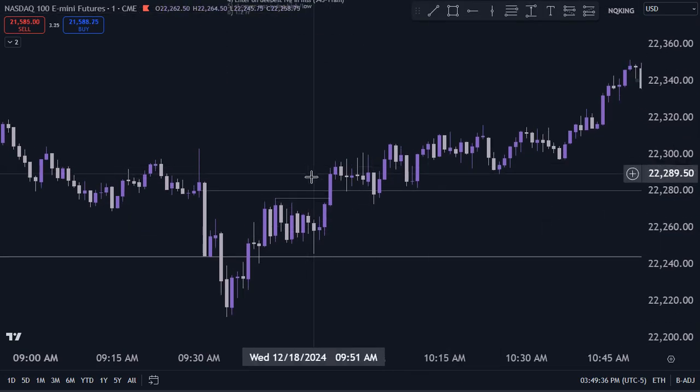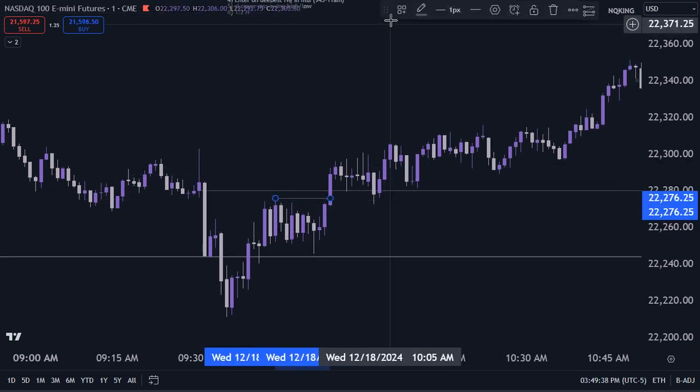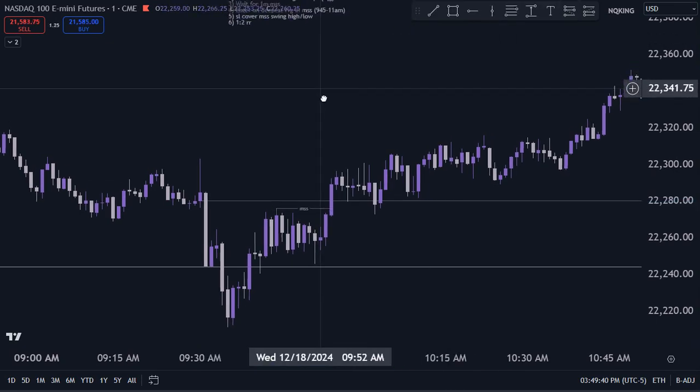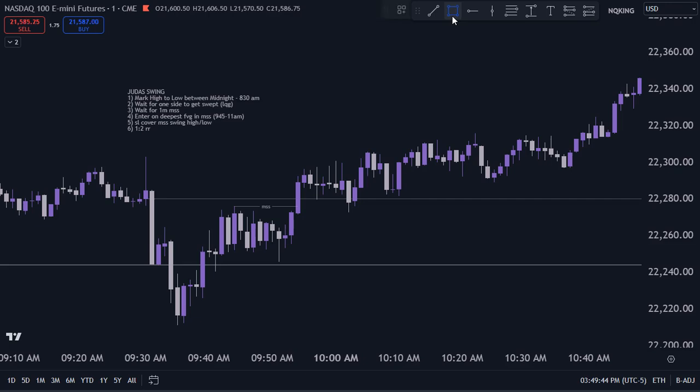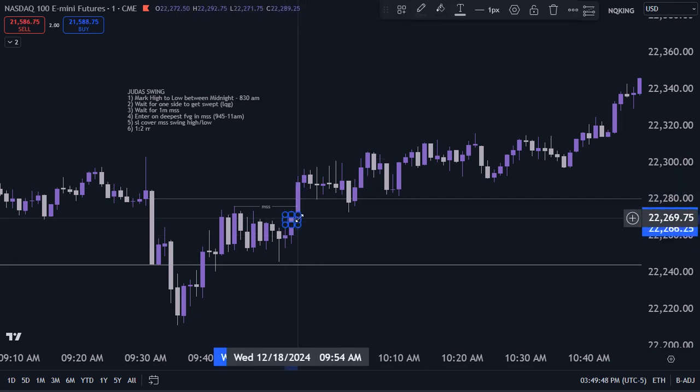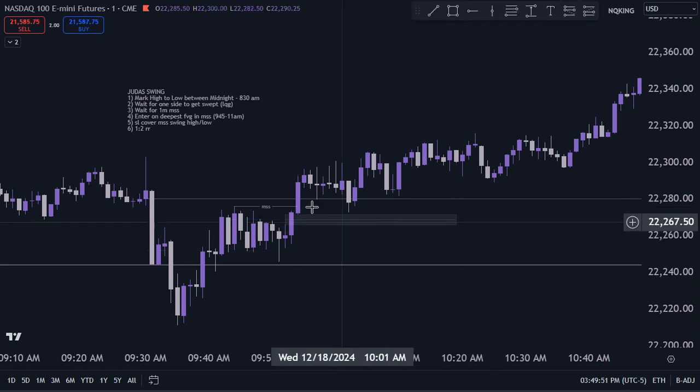And this one, the reason why I wanted to show you guys this one is because I just missed out on this trade, and it was a bummer to watch this trade go on without me. But you can see right here, there's the deepest fair value gap, right? So we do have a fair value gap above this, which is where price is rejected off of. So you can see right here.